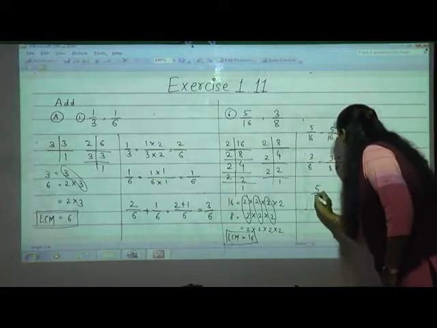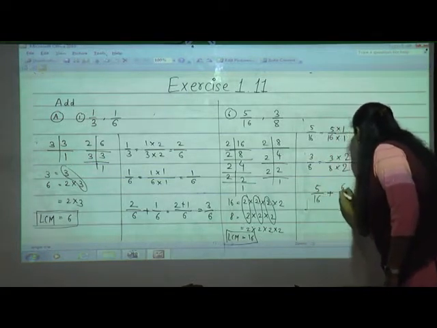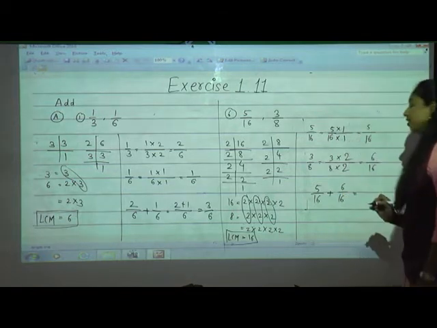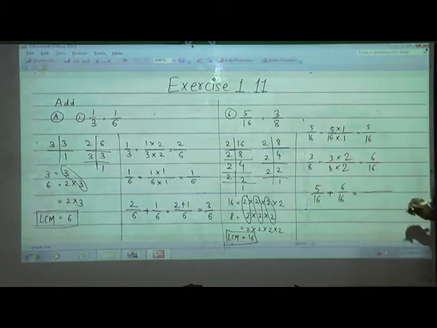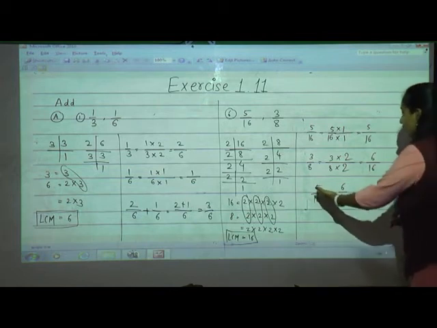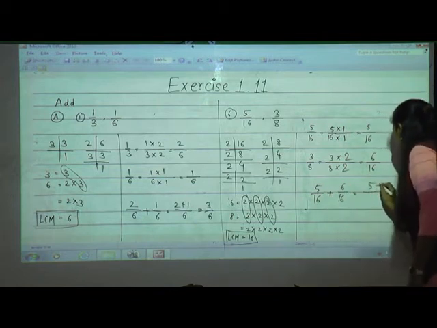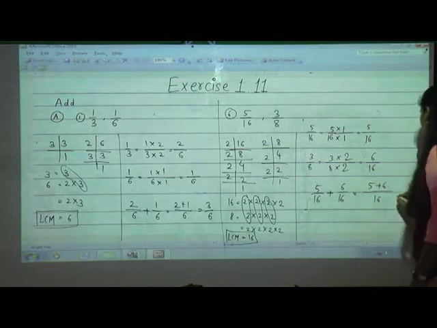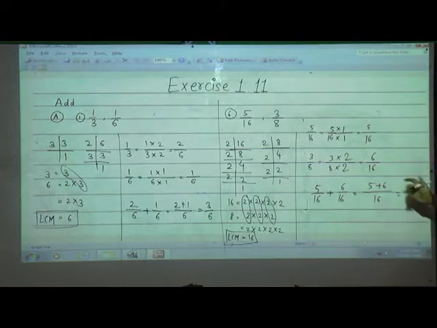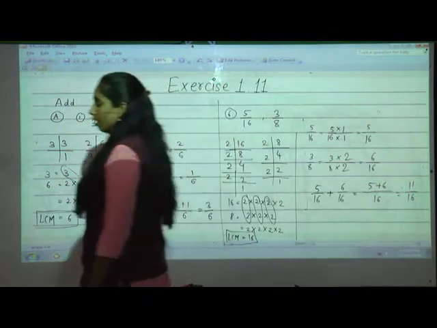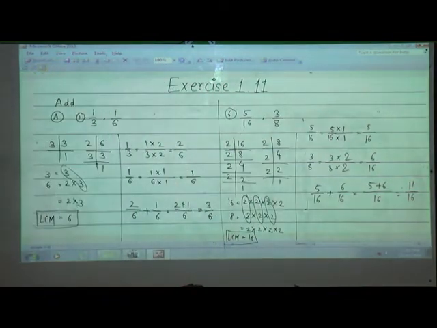Now 5 upon 16 plus 6 upon 16. The next step is the numerators we have to add together. 5 plus 6, 5 plus 6 upon 16. Now do the addition. 5 plus 6 is 11 upon 16. Clear? Yes? See, these are the steps. In this way you have to solve.